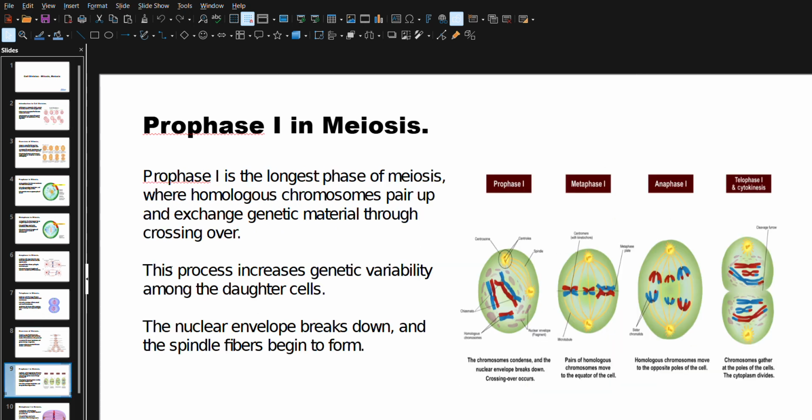So if you see here, prophase 1 in meiosis. Prophase 1 is the longest phase of meiosis, where homologous chromosomes pair up and exchange genetic material through crossing over. This represents the diagram. This process increases genetic variability among the daughter cells. Here the nuclear envelope breaks down and the spindle fibers begin to form.